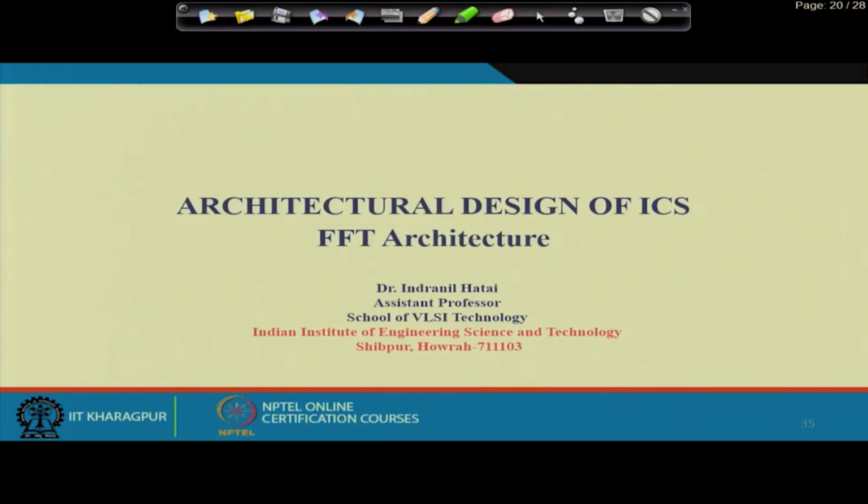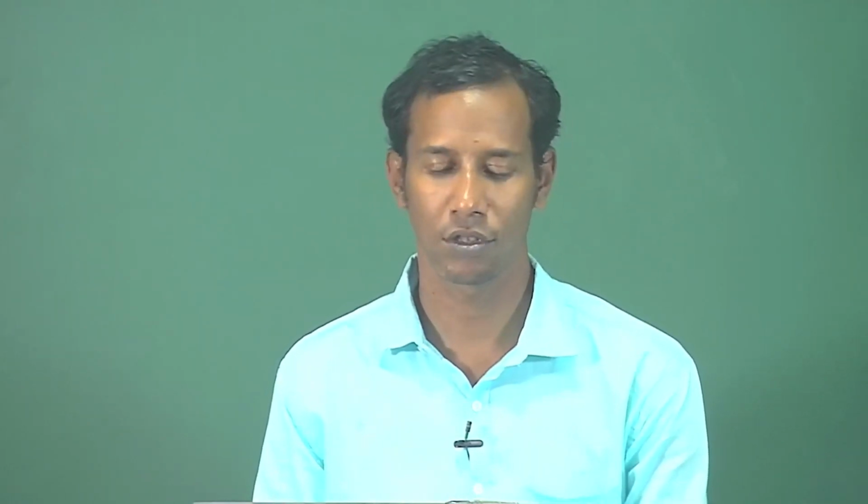In the last class we discussed the basics of the FFT architecture, and why we have to know the hardware architecture of FFT. It is one of the most used blocks in digital signal processing, with wide application in video processing, audio processing as well as image processing. All DSP mainly uses the fast Fourier transform. That is why there are several works on developing efficient fast Fourier transform hardware architectures.